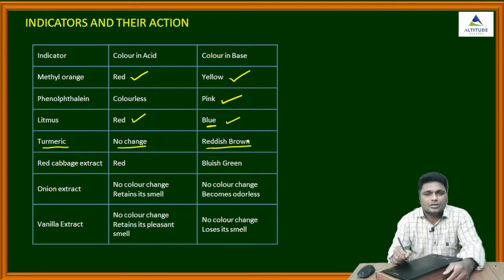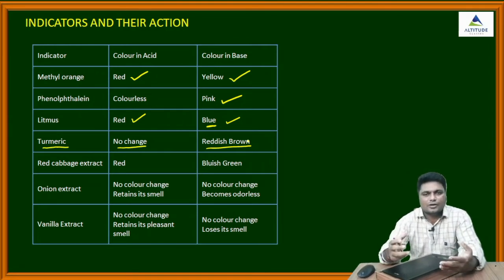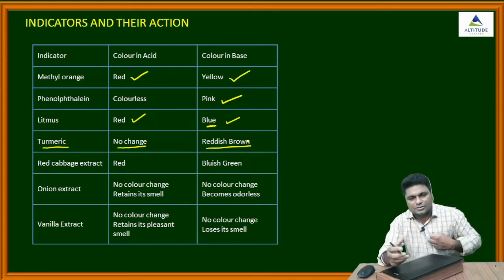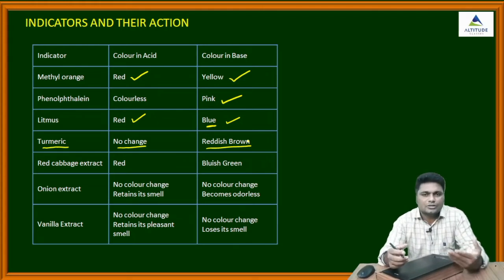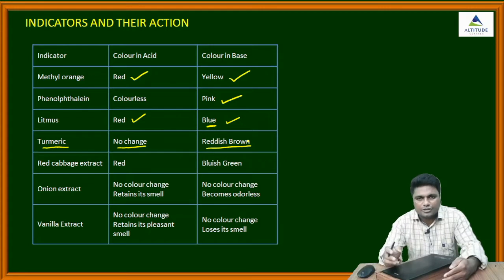Sometimes when curry stains our shirt, when you eat in a restaurant or at home, some dal or curry, the stains are on your cloth. A curry stain contains turmeric. When you wash the clothes with soap, that soap is basic in nature, so the turmeric shows reddish brown color in the basic medium. First it gives reddish brown color, and after washing with water, that stain becomes yellow.